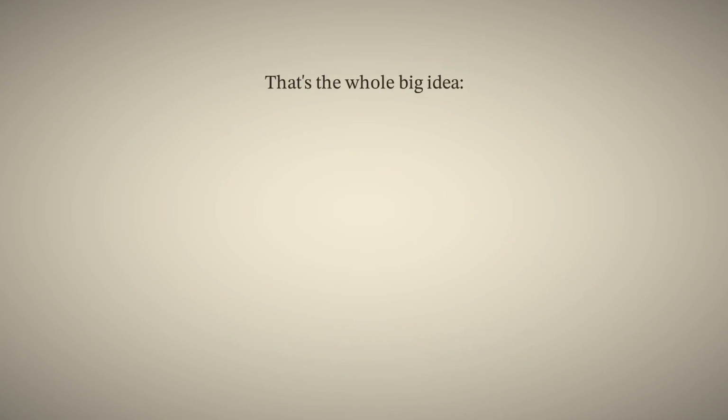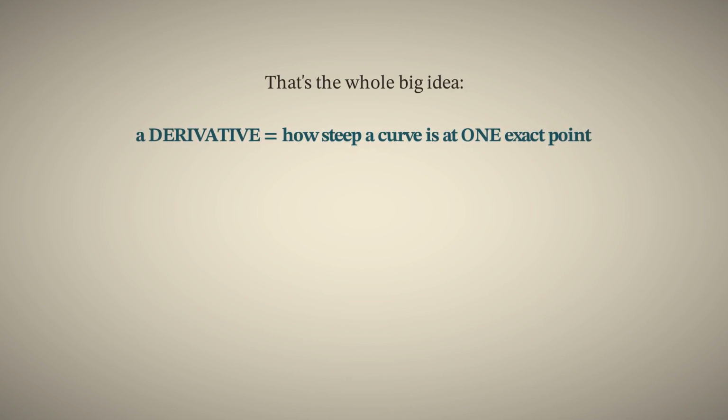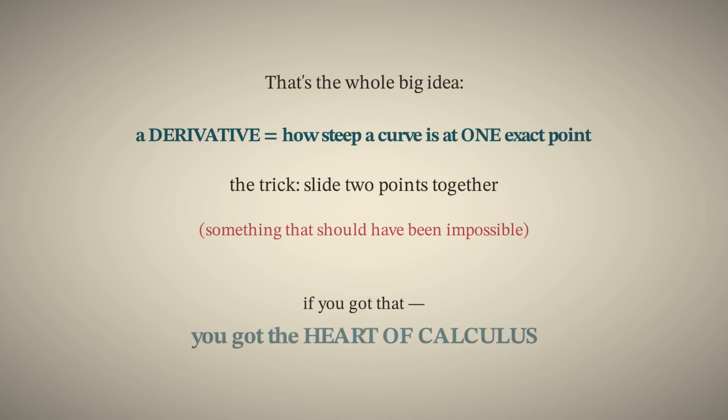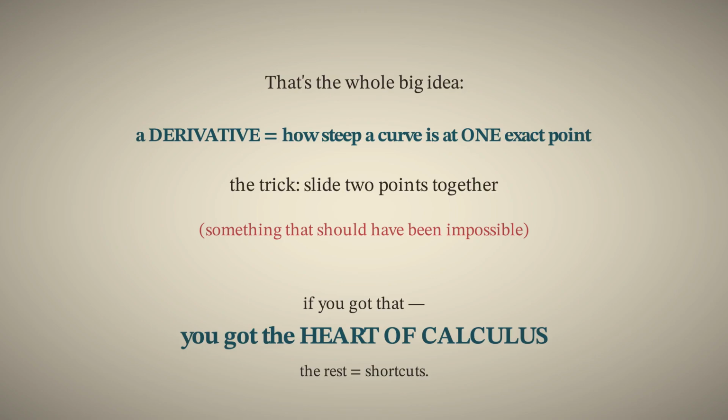That's it. Honestly, that's the whole big idea. A derivative tells you how steep a curve is at one exact point. We use the trick, sliding 2 points together, to get a slope at a single point. Something that should have been impossible. If you got that, you got the heart of calculus. The rest is just learning shortcuts to do this quickly.